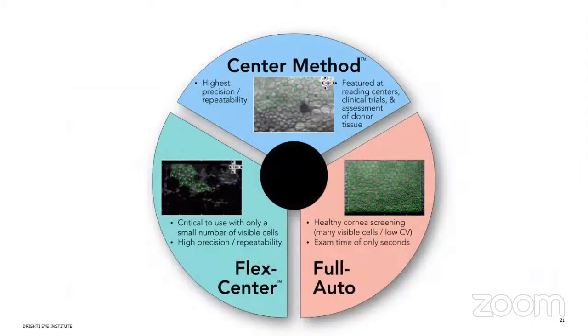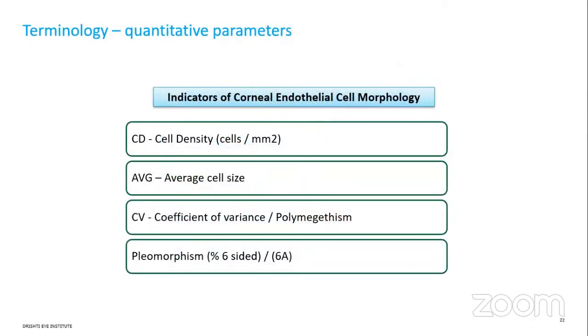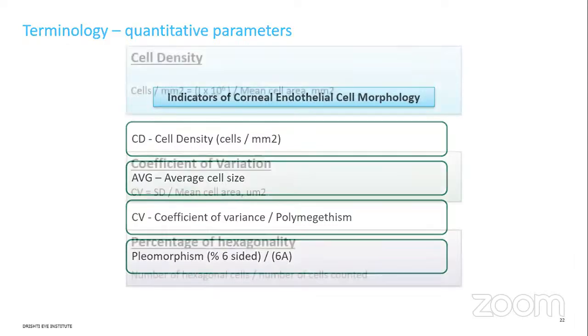So the center method is generally used to assess donor corneal tissue, and the flex center method is used when the number of cells, the endothelial count, is very less. And for generally healthy corneas, we use a fully automated analysis. Having said that, now let's go into the various quantitative parameters in detail.